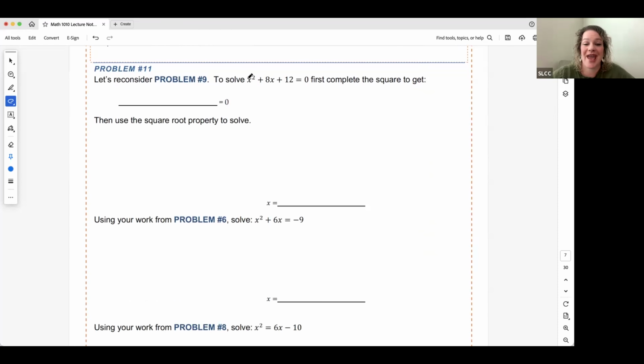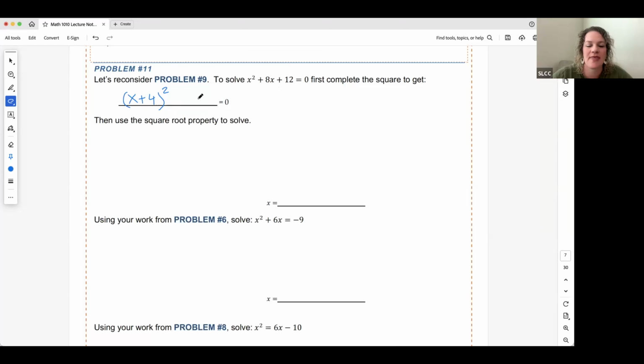In problem number 9, we had x squared plus 8x plus 12 equals 0. First, we have to complete the square. So we're taking general form and changing it to vertex form. Remember to do that. We take half of b, which would be 4, and you keep that same sign, whatever sign you have there. So x plus 4, quantity squared. And then I have this plus 12. In here, I have x squared plus 8x plus 16. So I have these 4 extras.